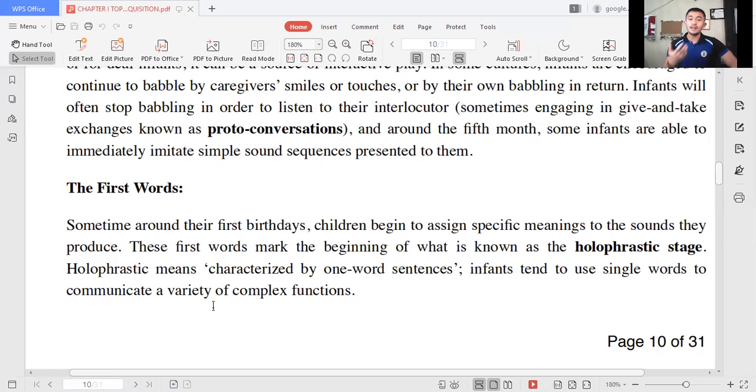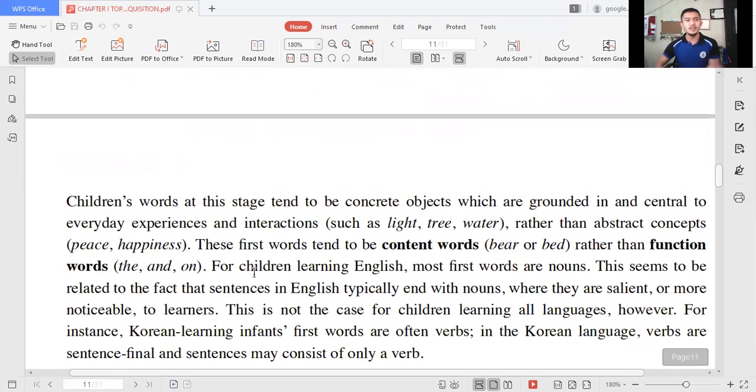This first word marks the beginning of what is known as the holophrastic stage, which is characterized by one-word sentences. Infants tend to use single words to communicate a variety of complex functions. Children's words at this stage tend to be concrete objects grounded in central everyday experiences and interactions, such as light, tree, water, rather than abstract concepts. They are more grounded in the everyday experiences and interactions that they have as they acquire the language.